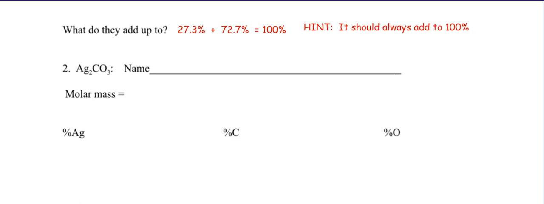I think it's polyatomic. How do I know that? I see 1, 2, 3 different elements. It has to be poly. So, oh, I need that chart, don't I? So go ahead and name that. I got silver carbonate. How about you?